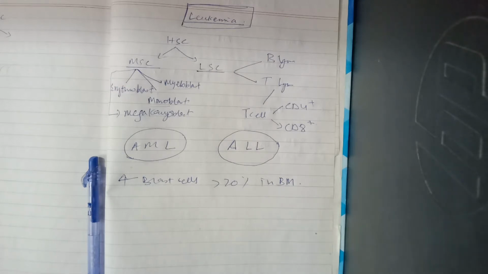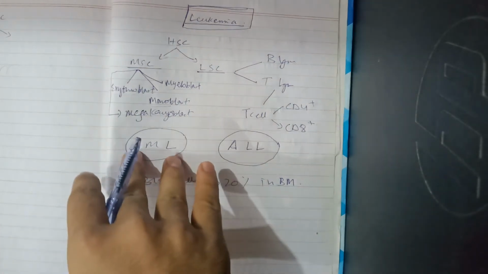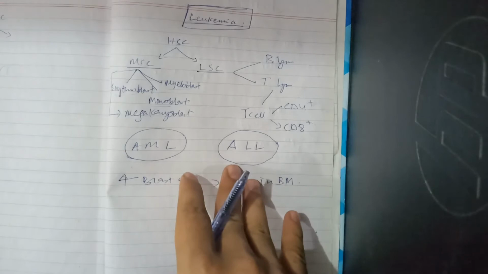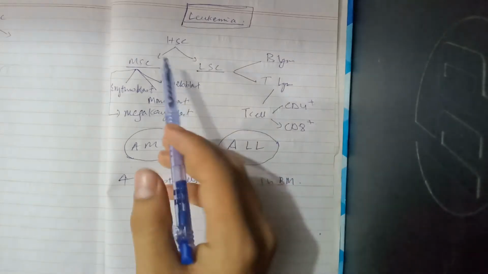So what is leukemia? As already said, leukemias are malignant disorders of the hematopoietic stem cell, which will basically produce a large number of white blood cells. And leukemias are of two types, right? One is acute leukemia and one is chronic leukemia. In acute leukemia, we have two types: acute myeloid leukemia and acute lymphoblastic leukemia, which we'll discuss in separate videos in further detail, right?